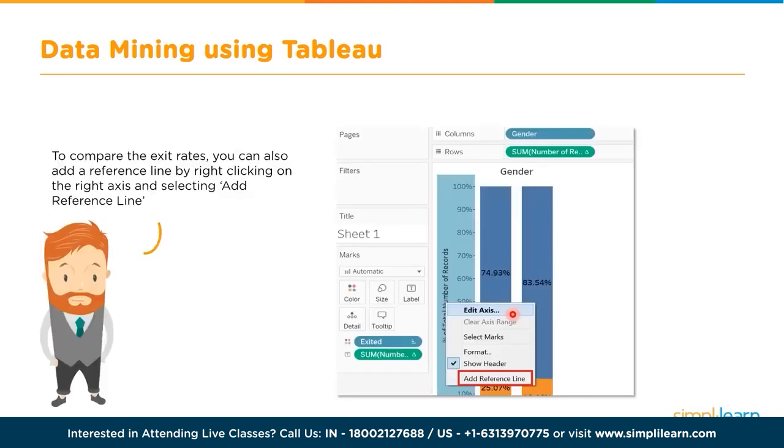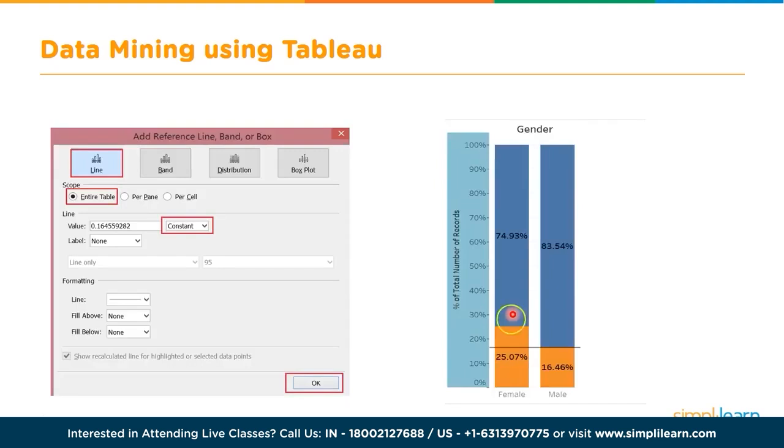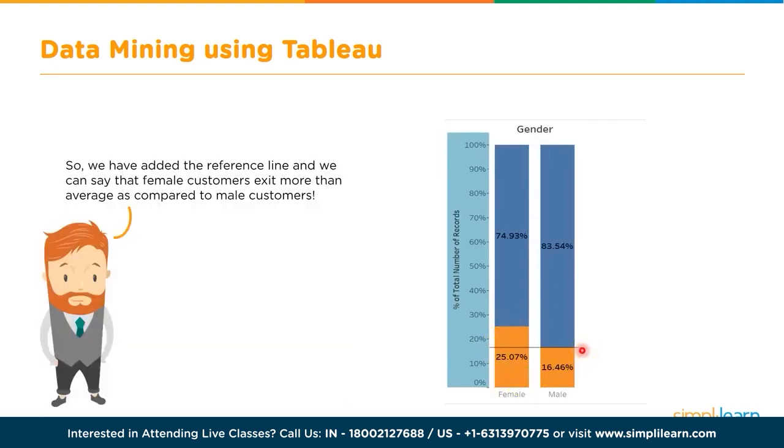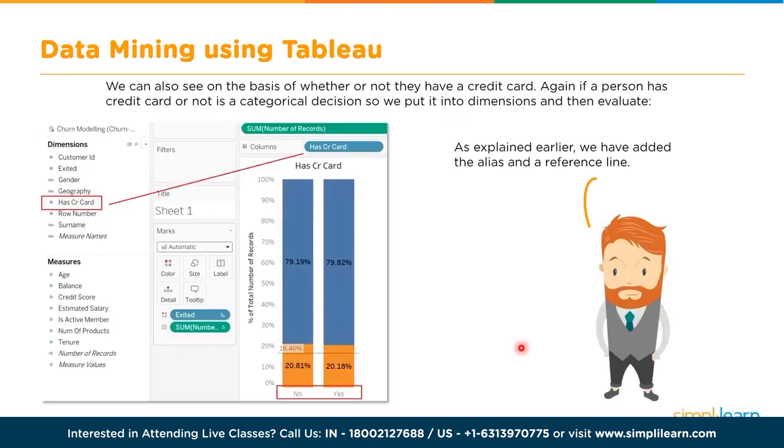And you can also add a reference line. So you add a reference line, something like this. From here we can make out that on average, female customers exit more than the male customers, right? So that is what we are seeing here on average. So we have analyzed based on gender. We do see that there is some difference in the male and female behavior.